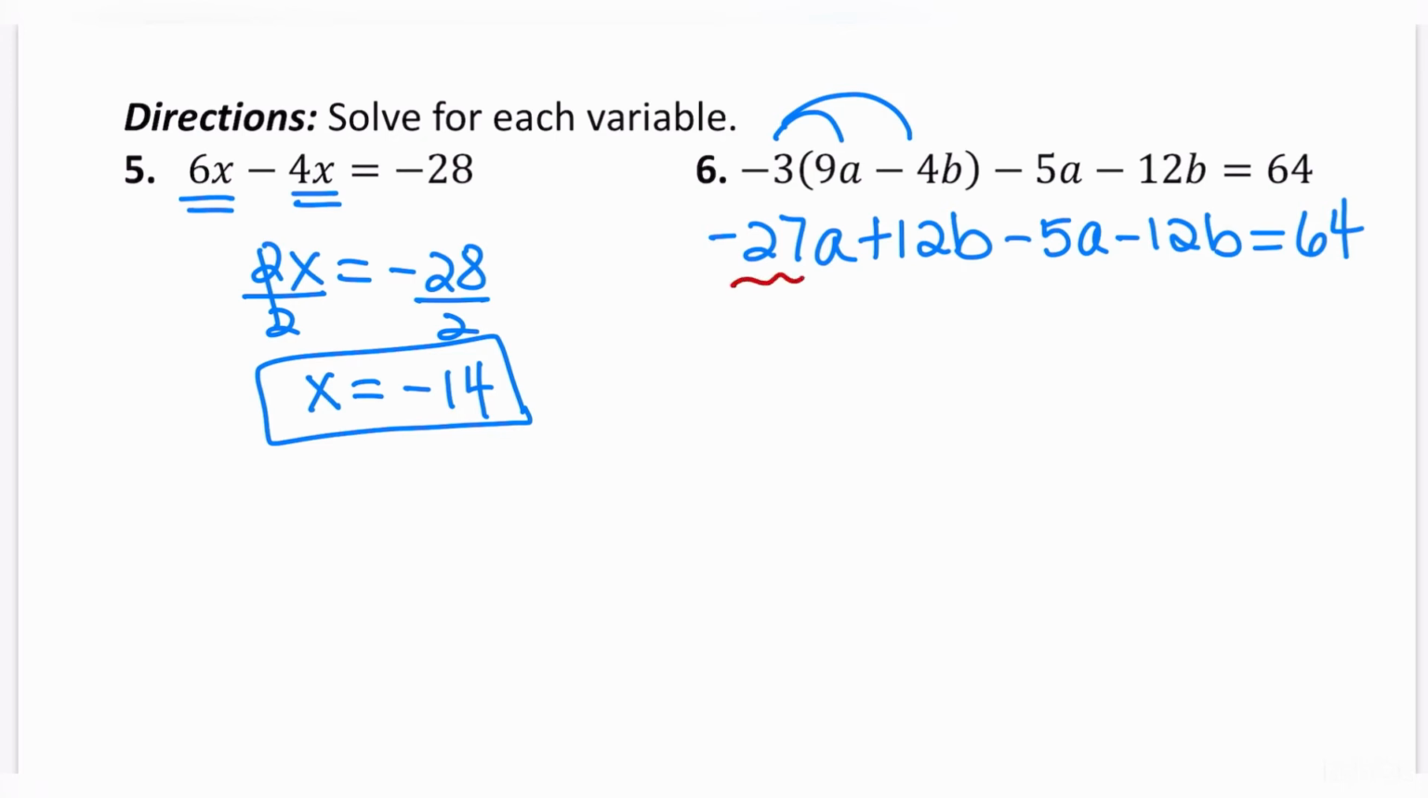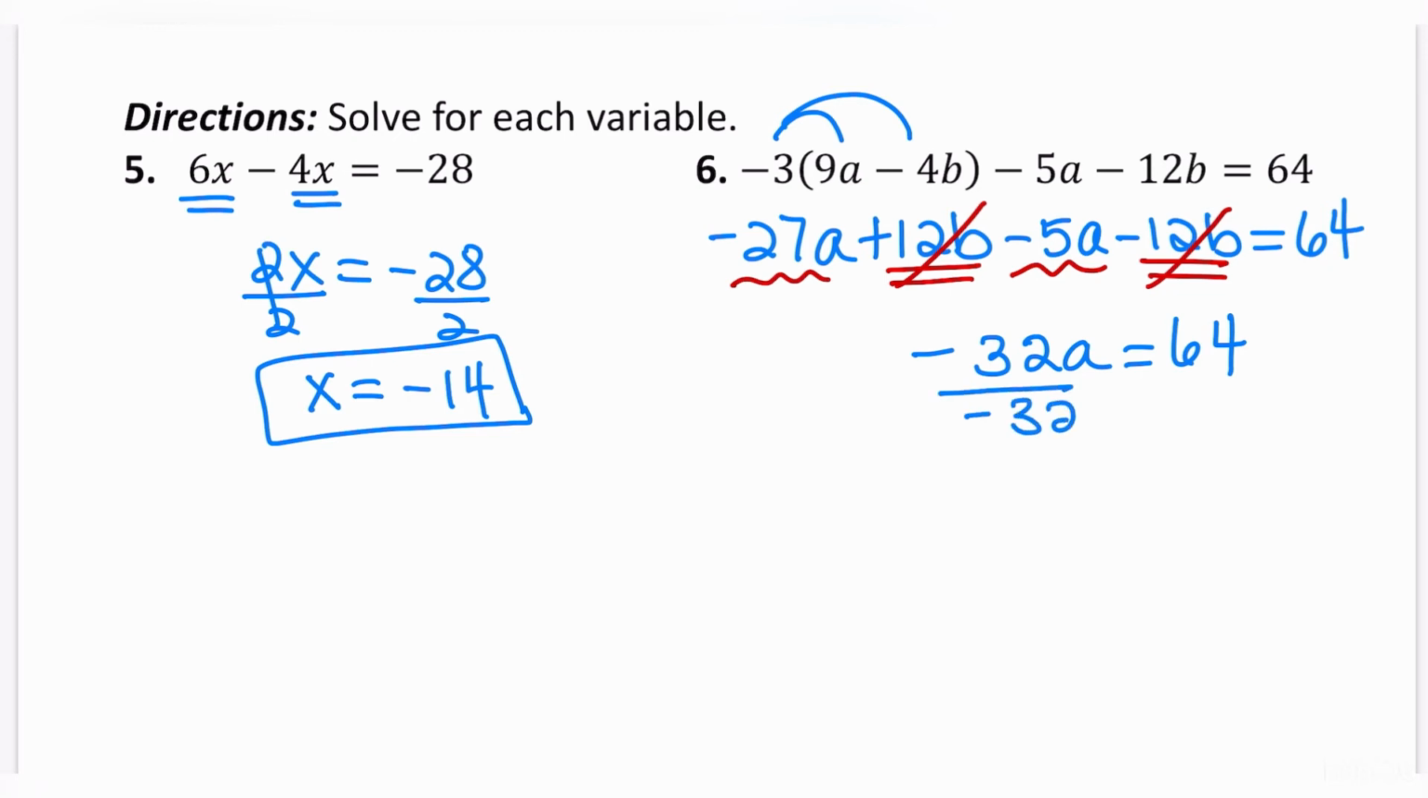So here, negative 27a and negative 5a are like terms. Positive 12b and negative 12b are like terms and they're on the same side of the equal sign, so I'm combining them. I notice that positive 12 and negative 12, they're just going to cancel because 12 minus 12 is 0. So I can just get rid of them already. So that means that I have negative 27a and negative 5a is negative 32a is equal to 64. So now I'm ready to solve for a. I'm going to divide both sides by negative 32.